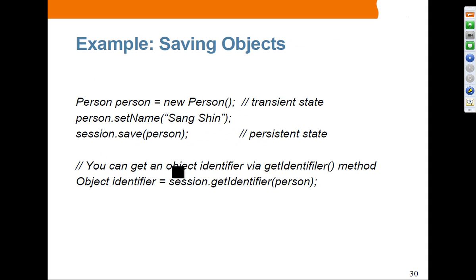So this is the code that we have seen before. Here we create a person object, then we can make a change, and then we can save that person domain object, and then it becomes persistent state. Again, you can find out the object identifier by calling get identifier method of that object. Actually, save returns the object identifier, but we did not capture it.